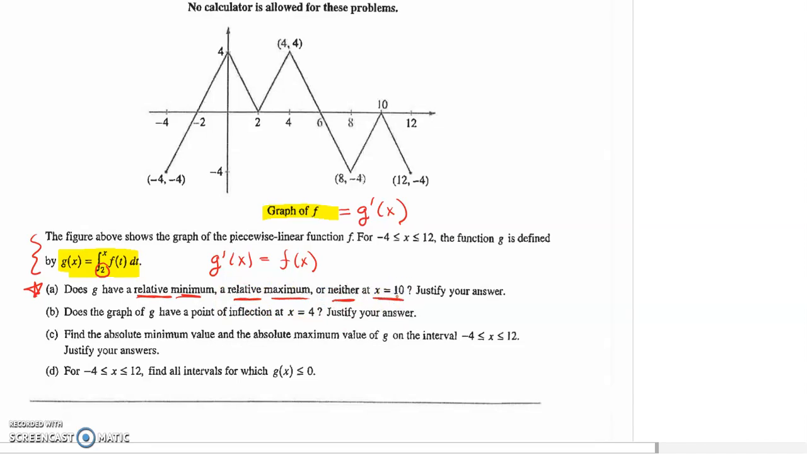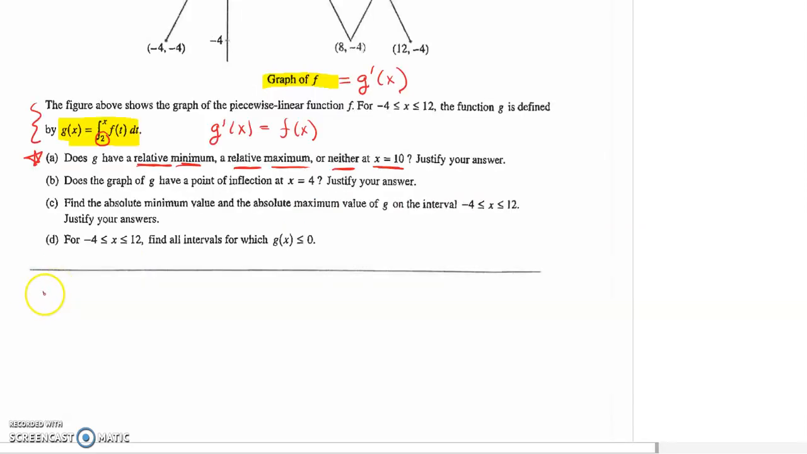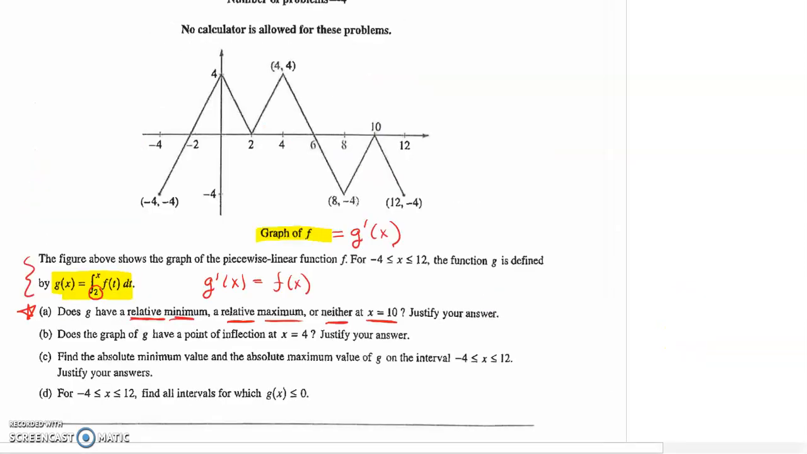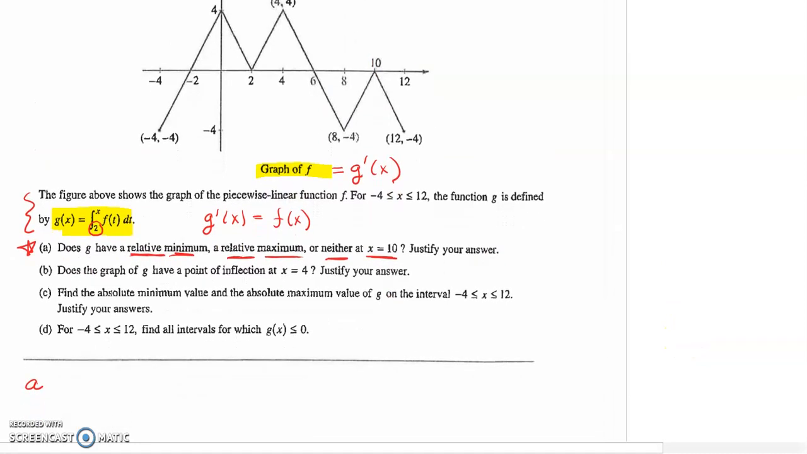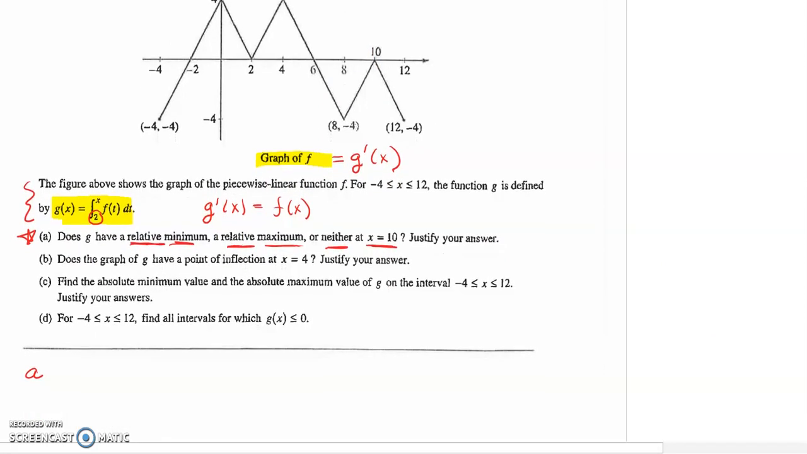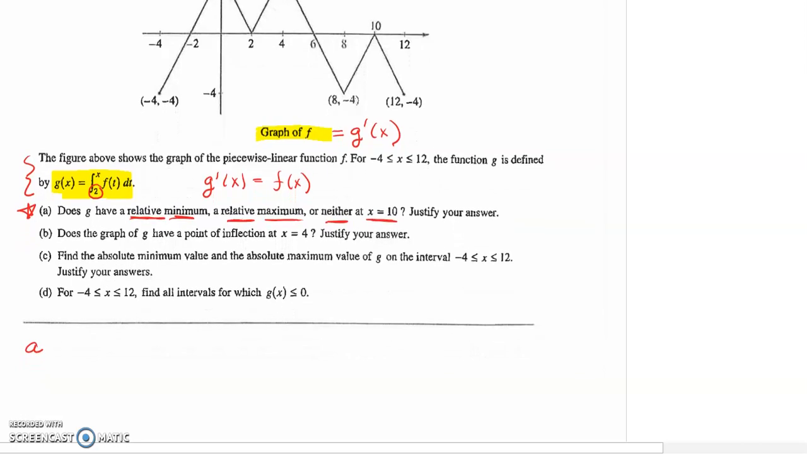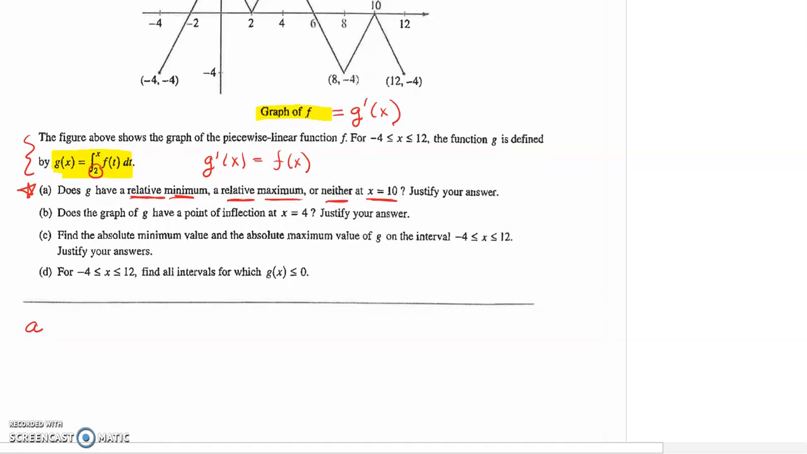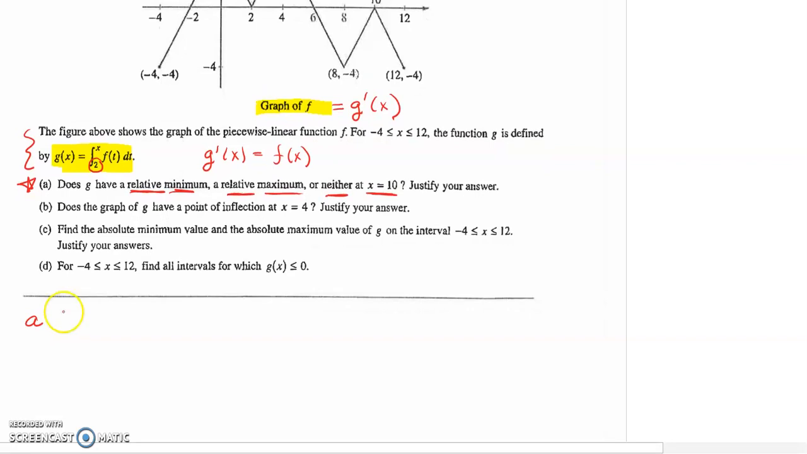Justify your answer. So relative extrema are nice because I don't need to look at their outputs. Those are just local. So if you take a moment and you look at that and you make the connection that that is the graph of g prime, then g prime of 10 equals 0, and it's a critical point. I don't have any extrema because the derivative never changes signs. So pause the video and write up your justification.